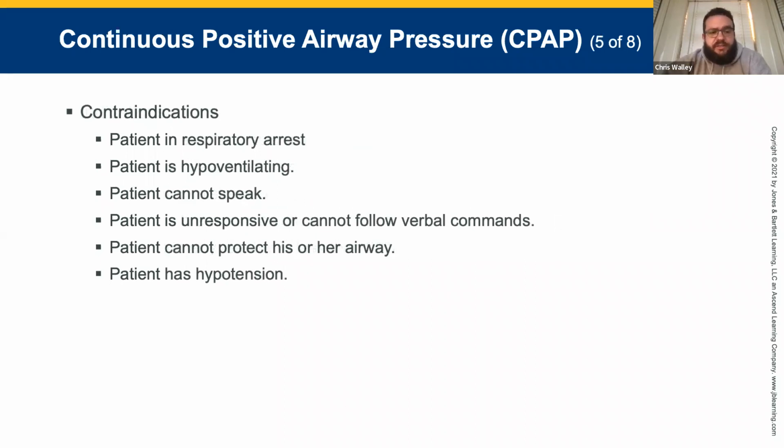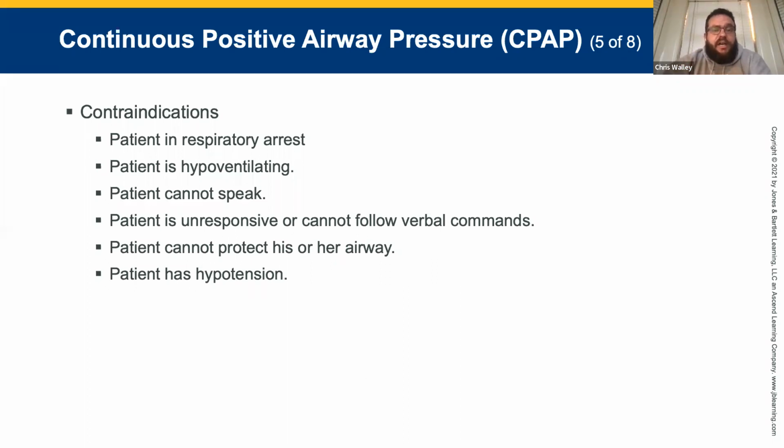So some contraindications, why we don't want to use CPAP. The patient is in respiratory arrest or has agonal respirations. If the patient is not breathing on their own, or they're unable to speak, or they're hyperventilating, those are some of the reasons why we just don't want to use this on them. The patient cannot protect his or her own airway, and the patient is hypotensive. If we know what hypo means, they have low blood pressure, that's one of the reasons why we also don't want to use CPAP.